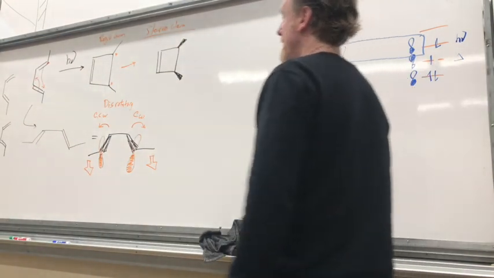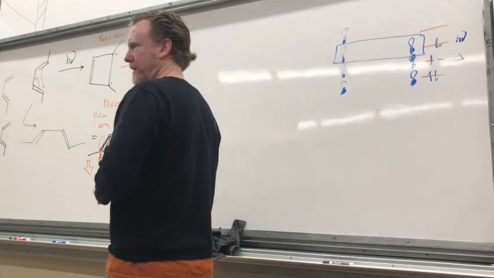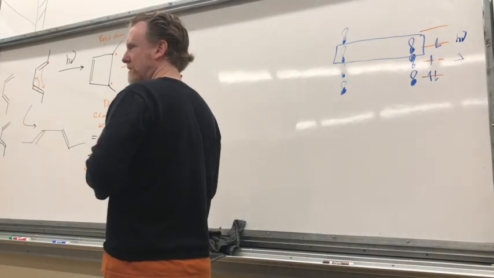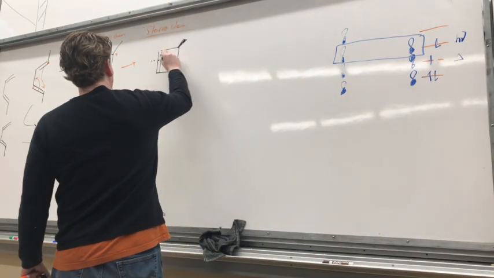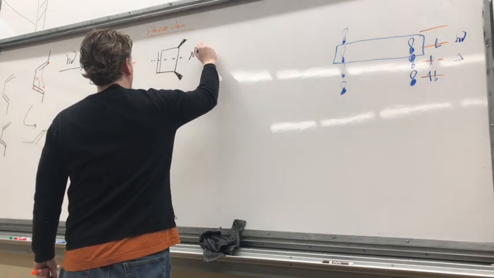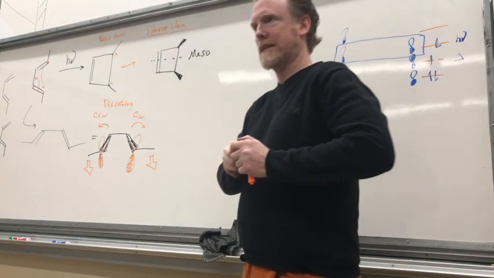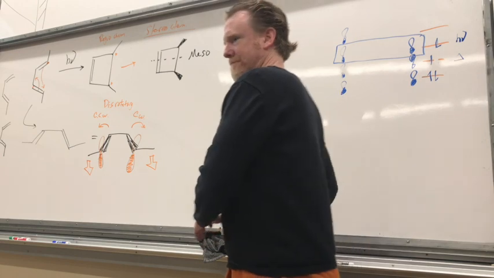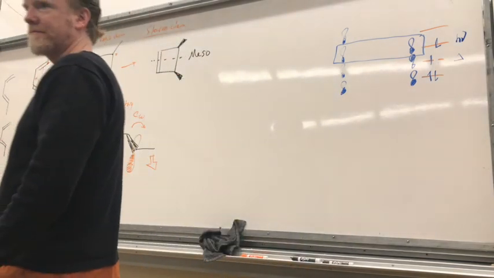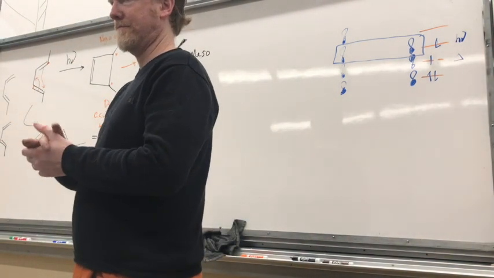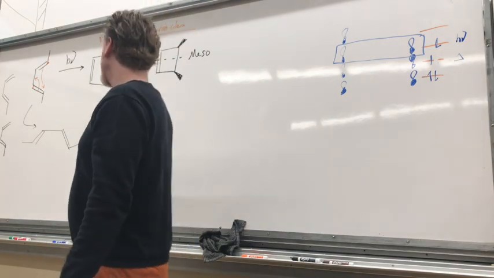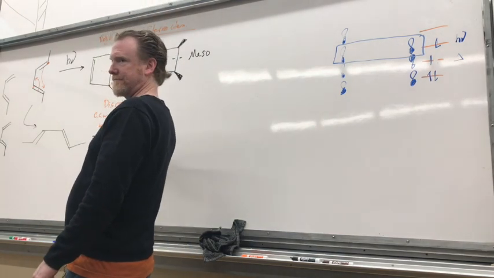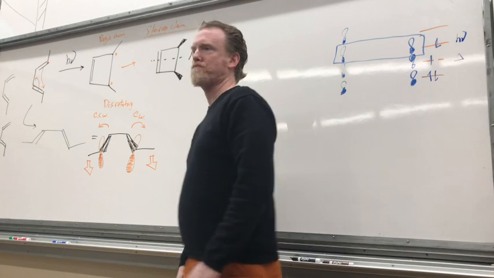All right, so I got that, and then would I draw the other product, the dash dash? No, because this guy's meso, huh? So I'd only make one product in this case. Can you say what CCW and CW stands for? Oh, counterclockwise, and then clockwise.